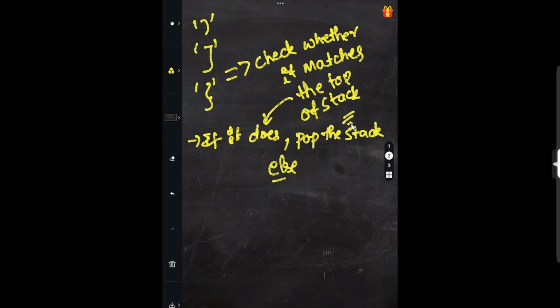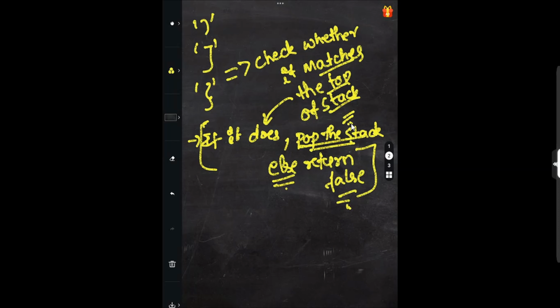Else, if it does not match the top of the stack, we return false. If it matches the top of the stack, we pop the stack, else we return false. These are the conditions that we need to consider.